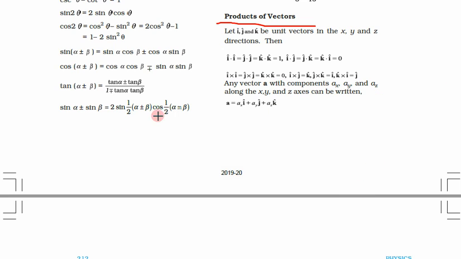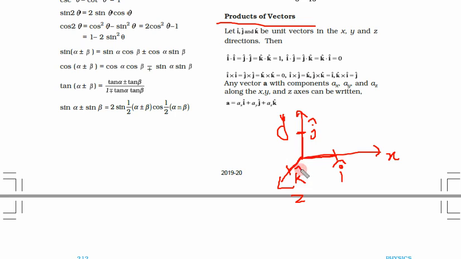Okay, so that is the difference. Now let us see how we can write a vector. We know there are three directions: X, Y, Z. If we move one step in the X direction, we call this one step I. One step in the Y direction is called J. One step in the Z direction is called K. So X is I, Y is J, Z is K.